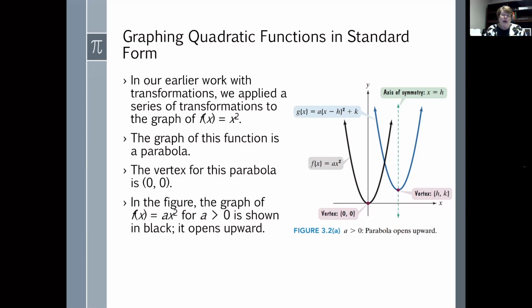Now, to transform this graph horizontally and vertically, we do two things. If we subtract a constant from the input of our function, x, that has the effect of shifting the function that many units to the right. So if we take our quadratic function f of x equals ax squared, and we subtract some number h from the x, that will shift the function h units to the right.